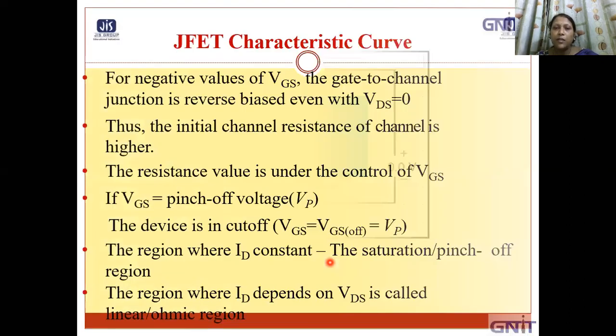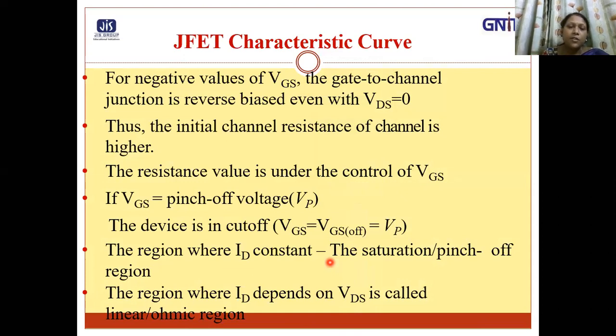So moving to our next slide now. If we summarize the matter, for negative values of VGS, the gate to channel junction is reverse biased with VDS equals 0, so the initial resistance of the channel is higher, and the resistance value is under the control of VGS. If VGS equals VT, the device is cut off. The region where ID is constant is called the saturation or pinch-off region. And the region where ID depends on VDS is called the linear or ohmic region.